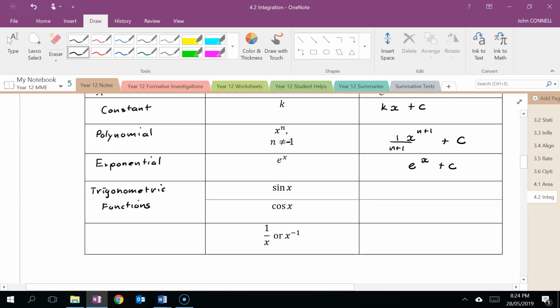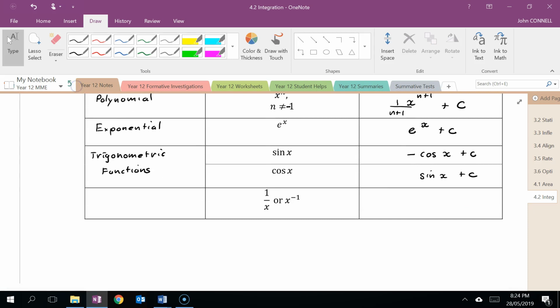So, we saw that sine differentiated to cos, and then cos differentiated to minus sine, then differentiated to minus cos, and finally minus cos differentiated to sine. So, what differentiates to give sine? It's minus cos. What differentiates to give cos? Well, that is sine.